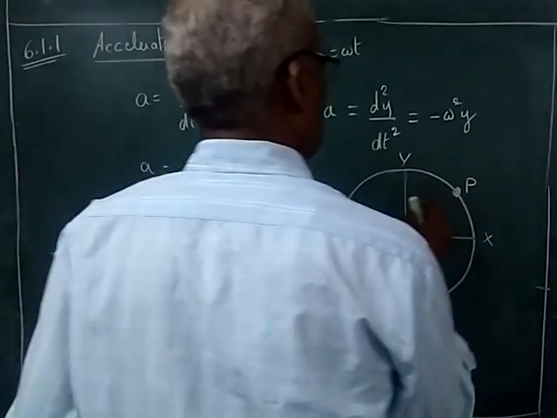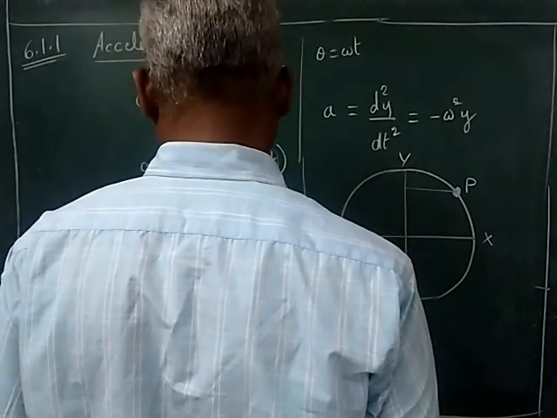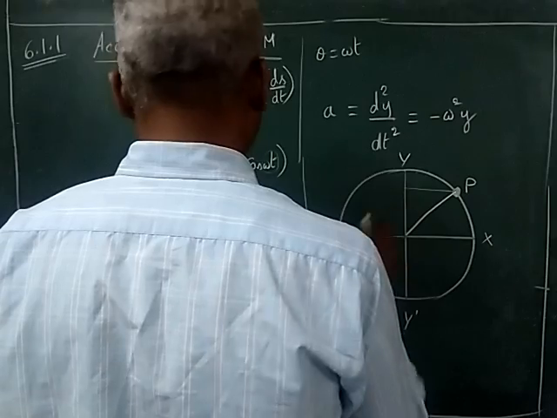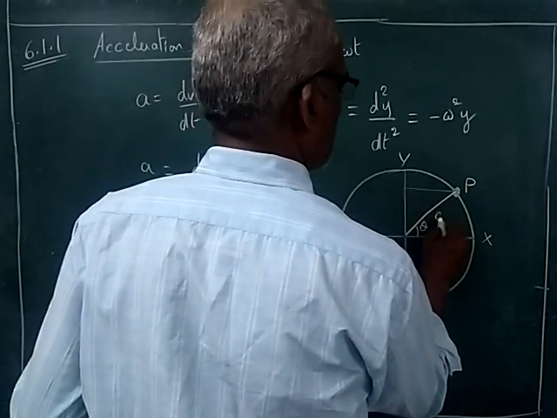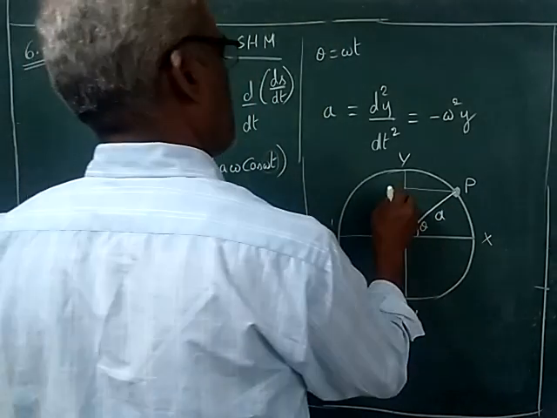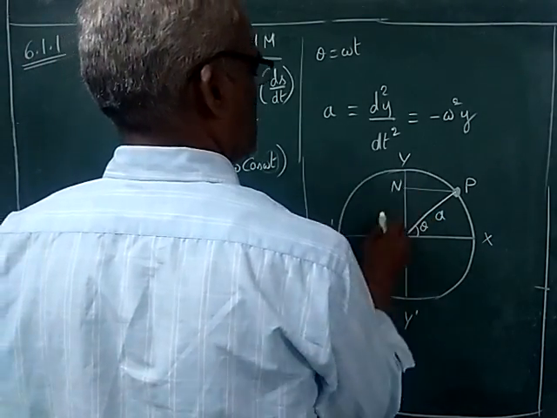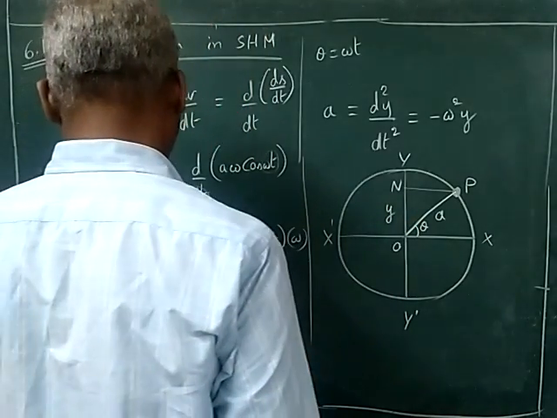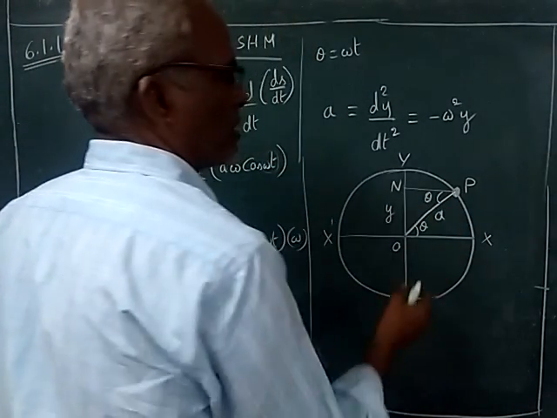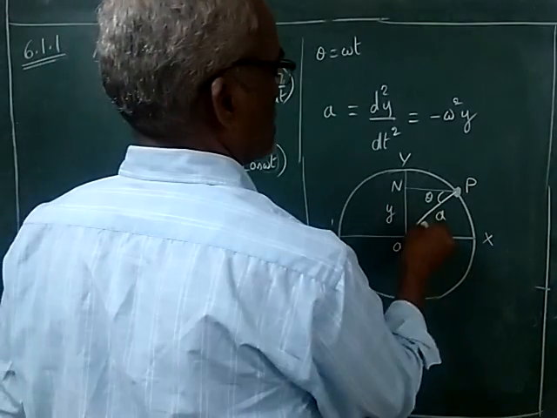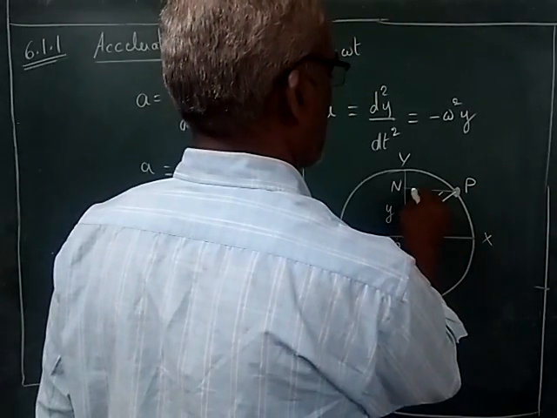Okay. Now you drop a perpendicular with respect to y dash. Now this angle is theta. The radius of the circle is a. This point is n. The displacement on is referred as y. So since this is theta, this is also theta. Why? Because these two are parallel lines. So if this is theta, this is also theta. Now if you consider this triangle, this is 90 degree.